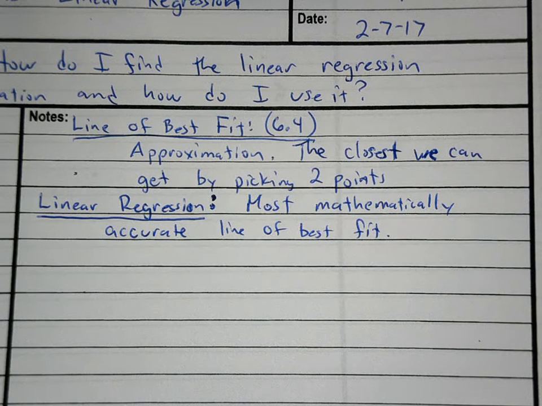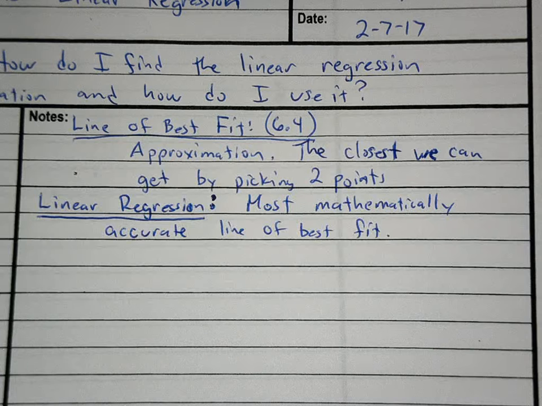When I think about what you had to do on 6.4, we literally were looking at 2 points and we go, well, I'm going to pick this one and this one. Well, if we picked a different one, we would have had a slightly different line of best fit. Is there a way for us to find the most accurate line of best fit as possible? Yes, it's called the linear regression. So what we're going to learn how to do today is how to do linear regression on our calculators.